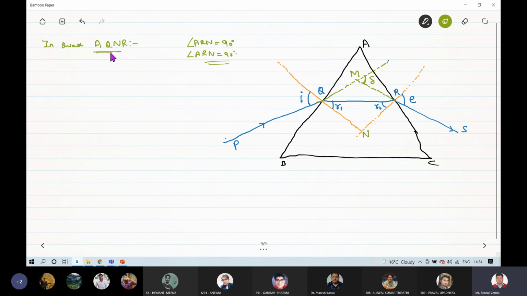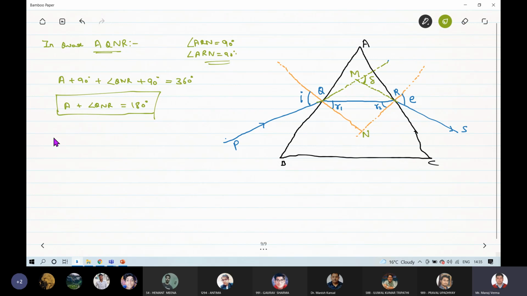So in this quadrilateral AQNR, angle A plus 90 degrees plus angle QNR plus 90 degrees is equal to 360, right? All four angles of a quadrilateral sum to 360, and two of the angles are 90 degrees. So I can write angle A plus angle QNR is equal to 180 degrees, right? So my first expression is saying the angle A plus angle QNR should be equal to 180 degrees.